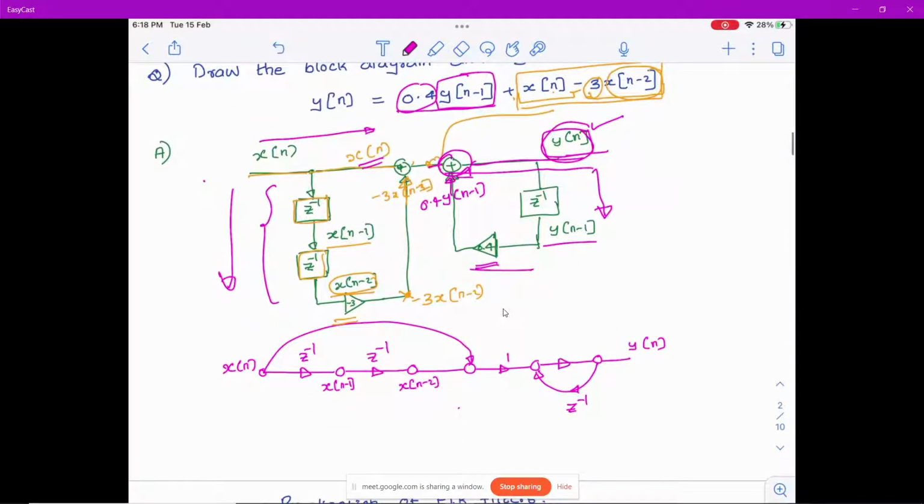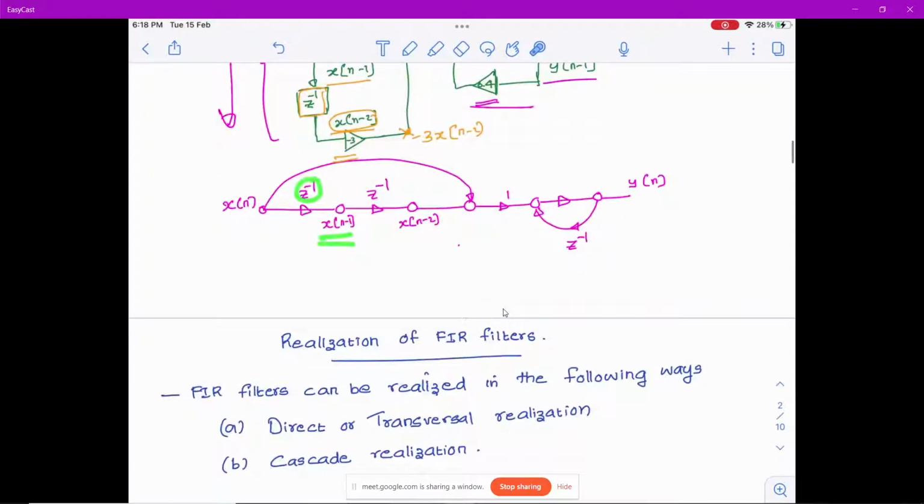Signal flow graph is a bit more similar. You have x of n, you put a z raised to minus 1, so this node will be x of n minus 1. Again you put a z raised to minus 1, this node will be x of n minus 2. So this should be added with x of n, which means you just bring the node here.